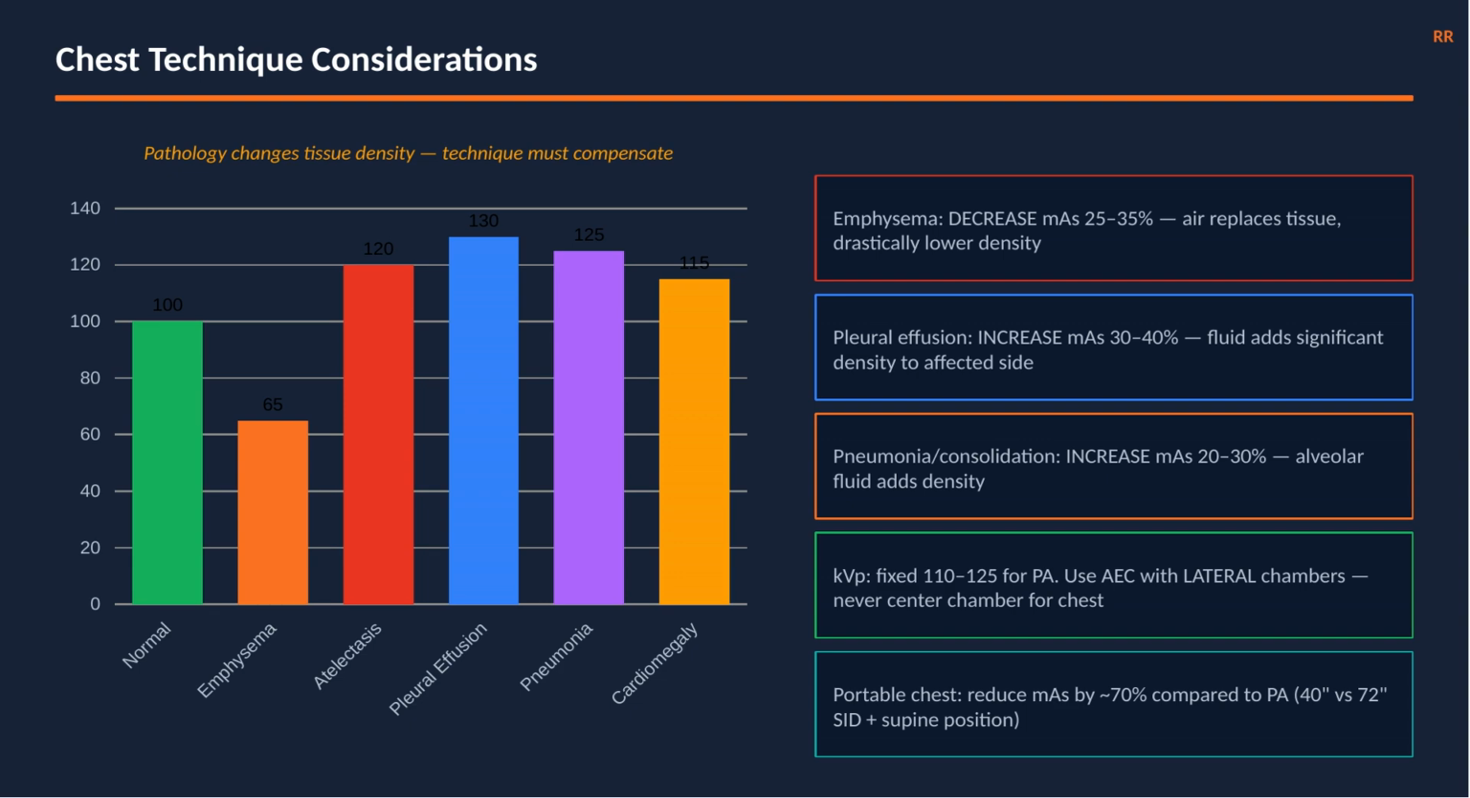KVP. Fixed at 110 to 125 for the PA. High KVP is the standard for chest. It produces the long-scale contrast needed to see both lung and mediastinum on the same image.